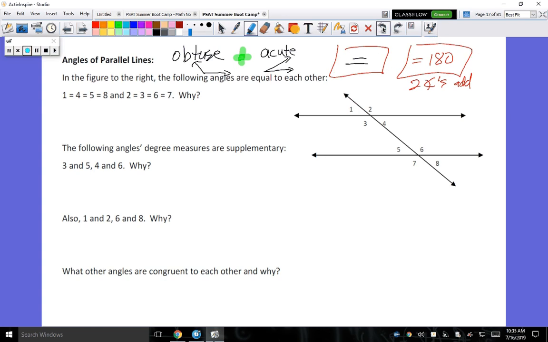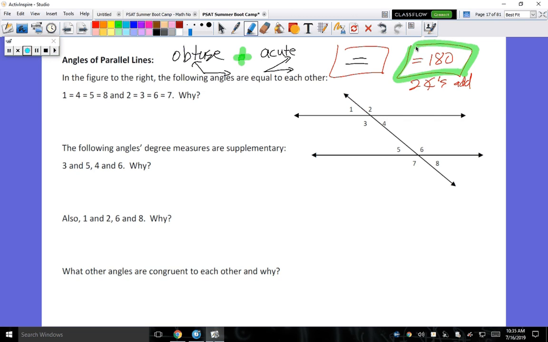So if I add an acute with an obtuse, it's 180, nothing else, with this conceptual understanding. Okay, with this topic. How about if I had two acute angles? It would be equal. Not 90, but equal. How about if I had two obtuse angles? It would be equal as well.